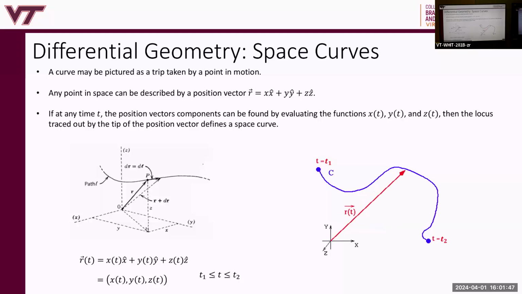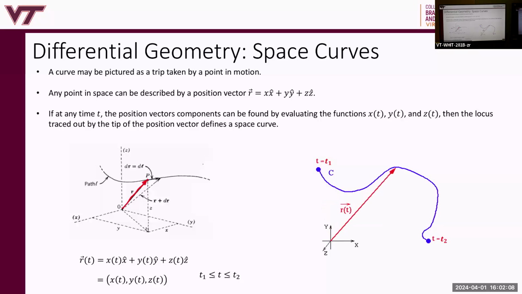So you have some point, let's say this point P here. This point is in motion, and it follows some kind of trajectory in space. We want to describe that trajectory mathematically. How do we do that? Any point P in space can be described by what's called a position vector. We're all very familiar with the position vector now.